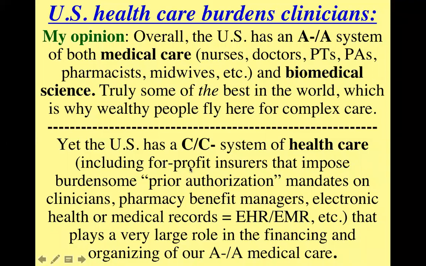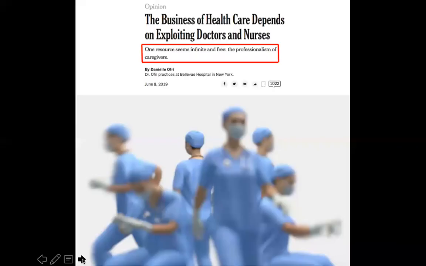So we have all these for-profit insurers that impose burdensome prior authorization mandates on clinicians, pharmacy benefit managers between drug companies and patients that extract their own tax, electronic health and medical records, which for a lot of clinicians just makes their day so much harder than it should be. All of those come together for a grade of about C or C-. So we have this disconnect. Great medical care, great biomedical science, very mediocre to poor system of paying, financing, organizing, and delivering it.